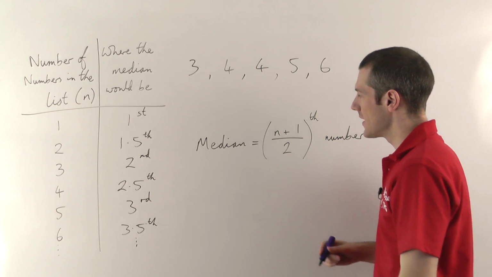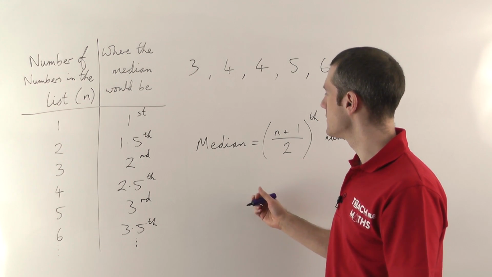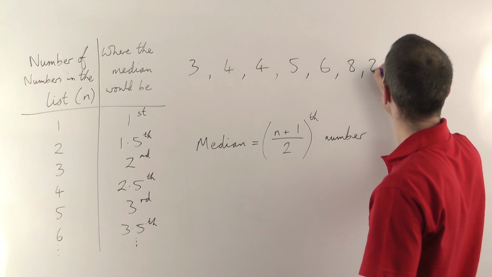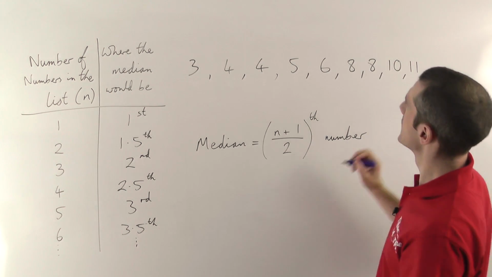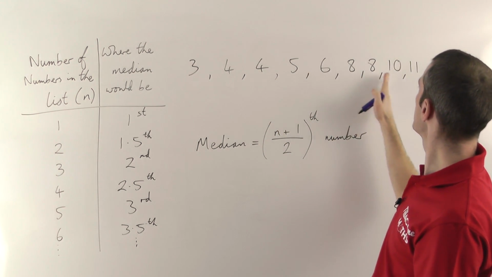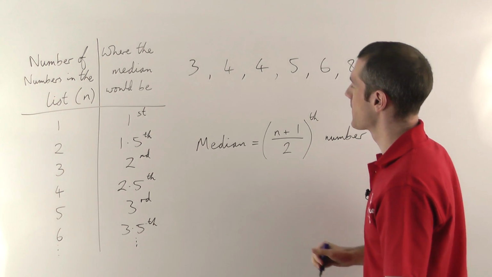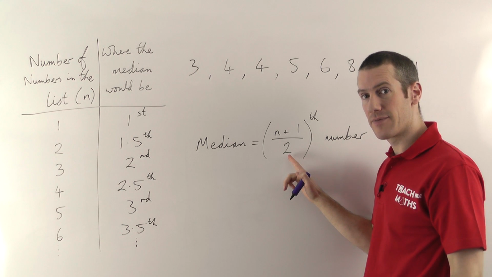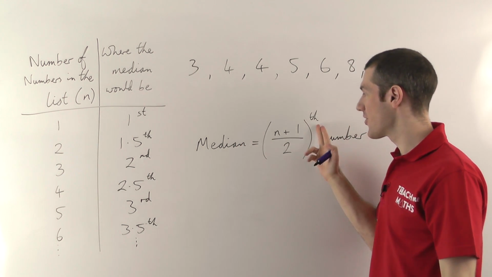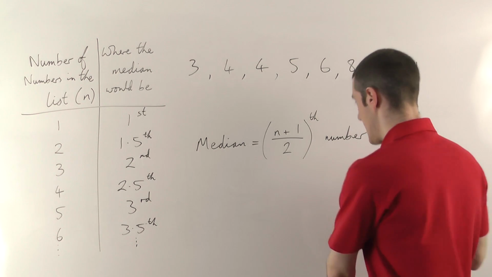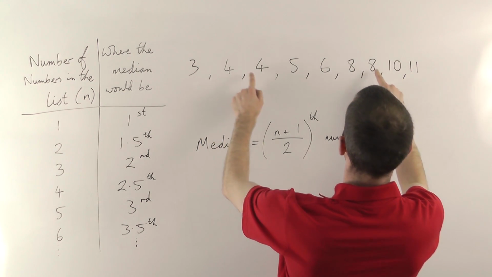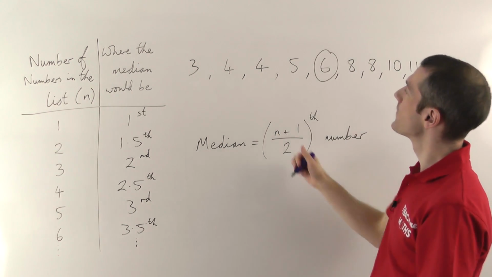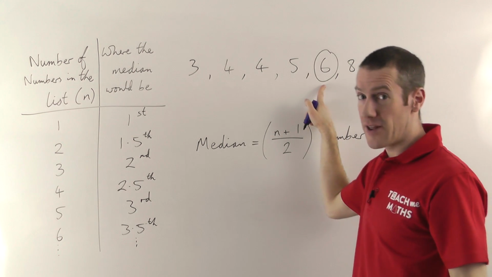So for example, let's just do another one. Let's have a few more numbers on the end here. Okay, so we've got 1, 2, 3, 4, 5, 6, 7, 8, 9 numbers in our list now. So 9 plus 1 will give you 10. Divide that by 2, you get 5. So the median will be the 5th number in the list. And if you pair your way in, there we go. That's the middle point, and it's the 1st, 2nd, 3rd, 4th, 5th number in the list.